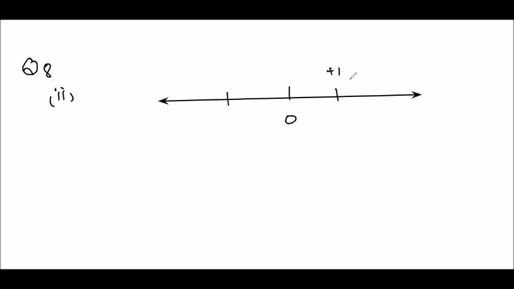0, plus 1, plus 2 and minus 1, minus 2, etc. Now minus 2 has denominator 1. There are no subparts. So minus 1, minus 2. This is the answer. This shows minus 2.